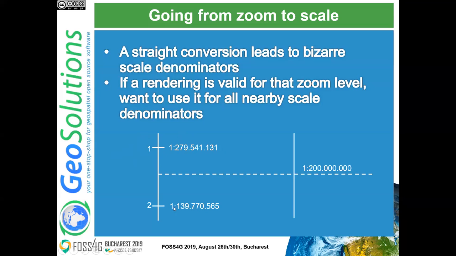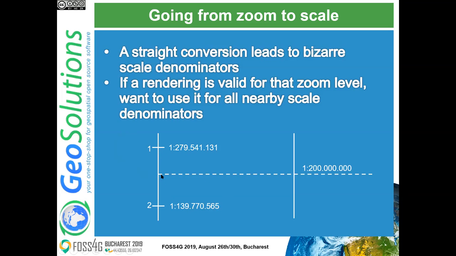And the zoom two is 1 to 139 million, and so on and so on. These numbers are difficult to remember and they are odd. Also, if we want to set up thresholds, it's not a good idea to set thresholds at the exact zoom level, because if I move my scale denominator just a bit above or below, I might switch to another set of rules, which was designed to be used for half of the resolution or twice the resolution. So it's too fragile.